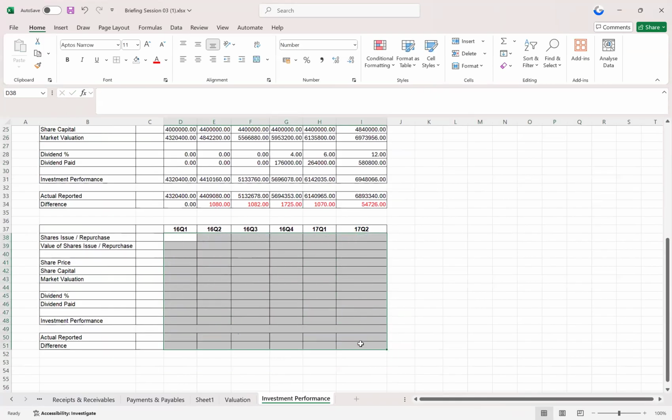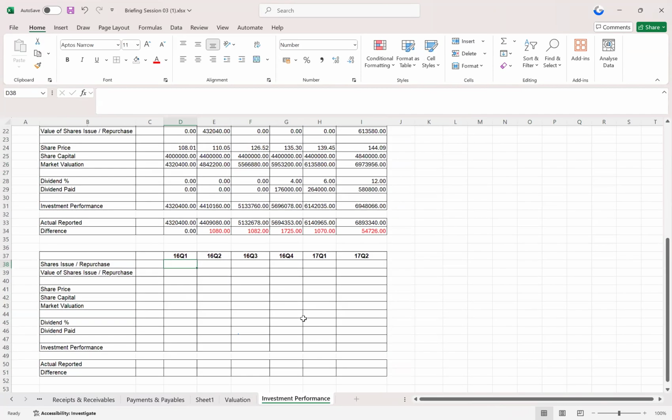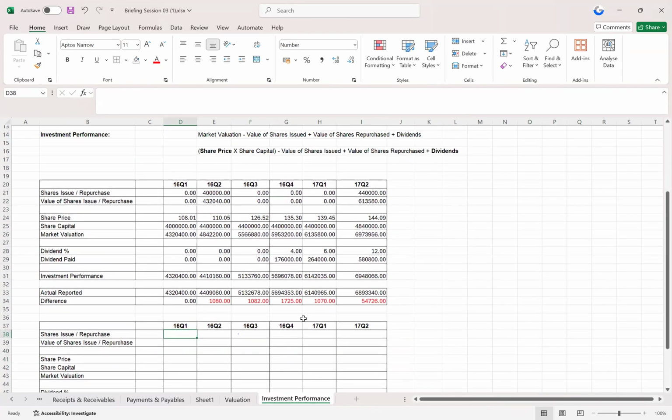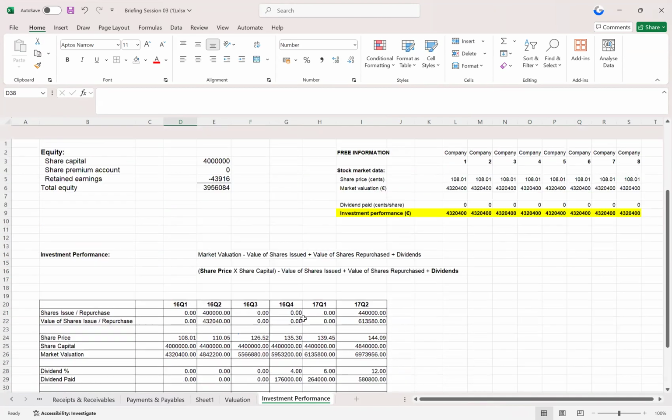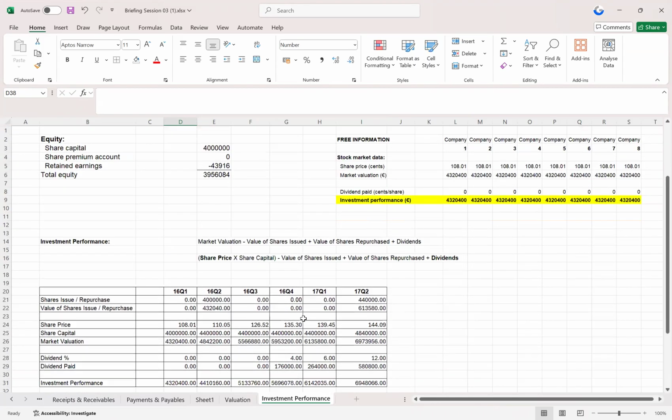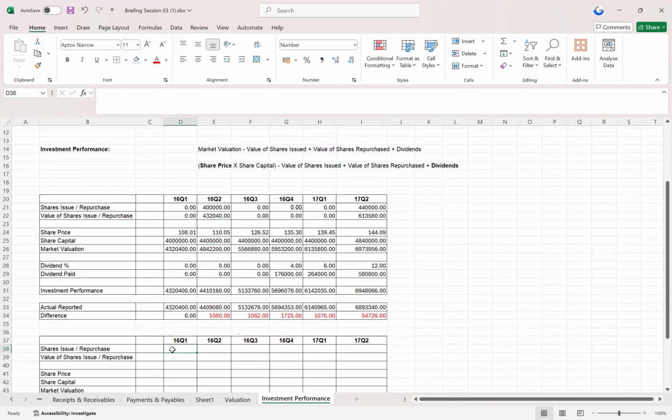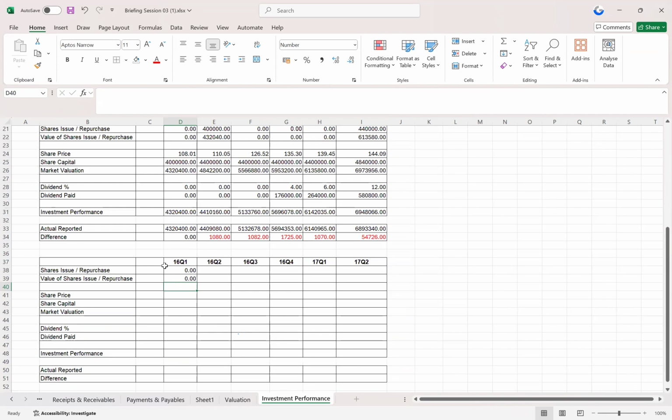I'm going to erase the entire data out of here. It's there, but just to make it more interesting for you, I will create it. Let's start with the historical quarter of 16Q1. In this quarter, they did not issue any shares, so the value of shares issued is zero.